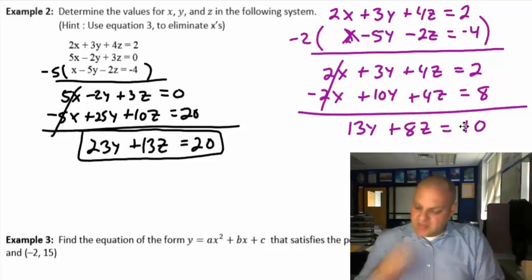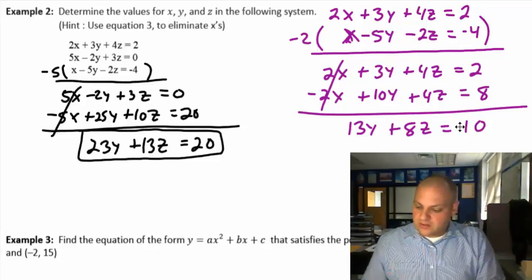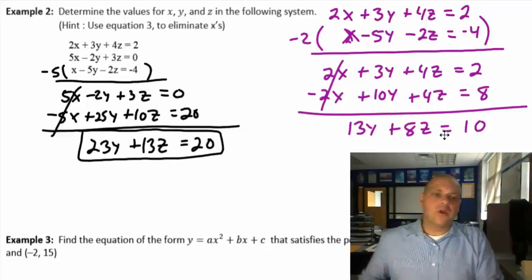All right, I just want to make sure I did not make any mistakes before we move on, because we wouldn't want that, since then we're going to be going crazy here. So I have 23y plus 13z equals 20, and then I have 13y plus 8z equals 10. Okay, we're good.